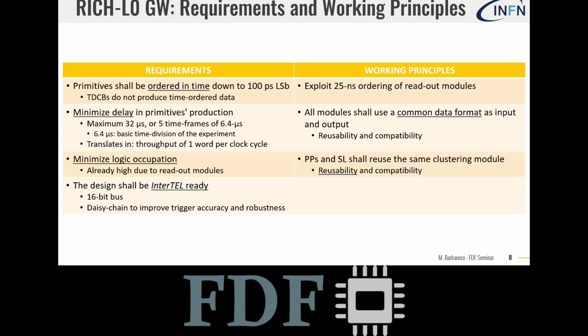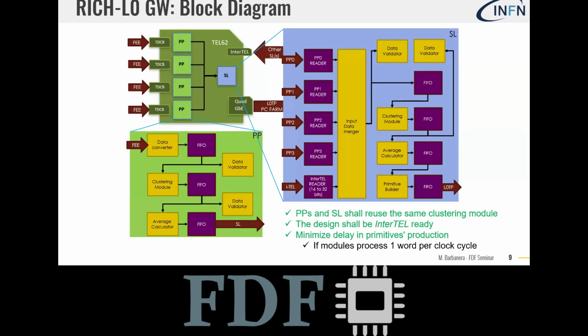The result of these requirements and working principles is in this slide, in this block diagram, in which there is the architecture of the gateway. So let's start from the purple modules. These purple modules are just buffering, which compensates for possible spikes in rates and possible problems in gigabit communication and so on.